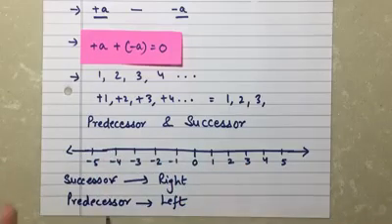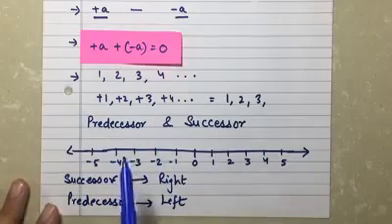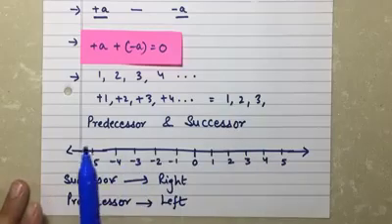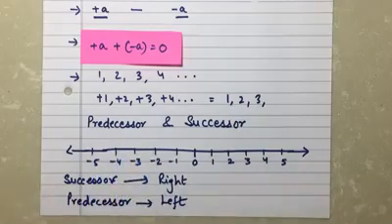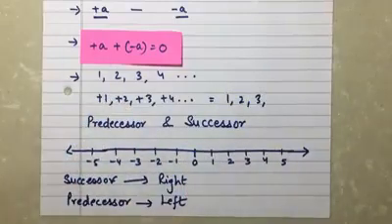It's clear that if you're looking for a successor, you just need to move on the right side. That is, if you're looking for a successor of -3, it's going to be -2. And if you're looking for a predecessor, you're just going to go on the left side, that is -4.